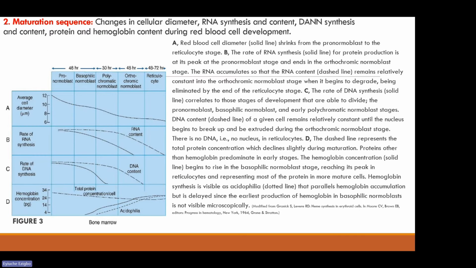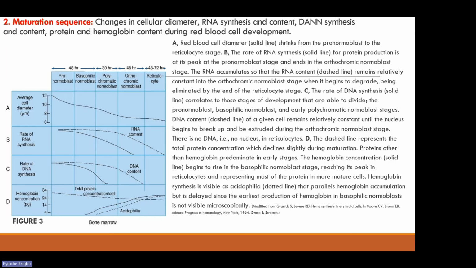So that is the nuclear to cytoplasmic ratio. Another maturation sequence: the sequence changes in cellular diameter, RNA synthesis and content, DNA synthesis and content, protein and hemoglobin content during red blood cell development. That is the maturation sequence. When you look at this diagram, you can see the areas A, B, C, D. So as red blood cells mature, what is happening? This write-up is trying to describe the diagram, this figure 3.